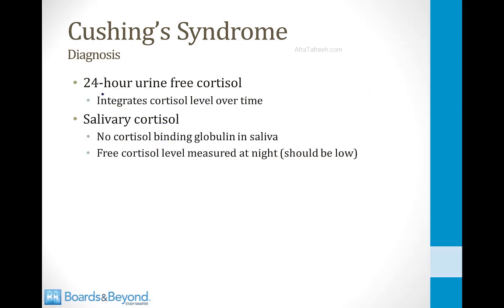There are a couple of ways to get around these problems. The first way is to do a 24-hour urine collection and measure the amount of free cortisol that is excreted. This basically integrates the cortisol level over time and gives you an estimate of how much cortisol is being produced per day by the patient.